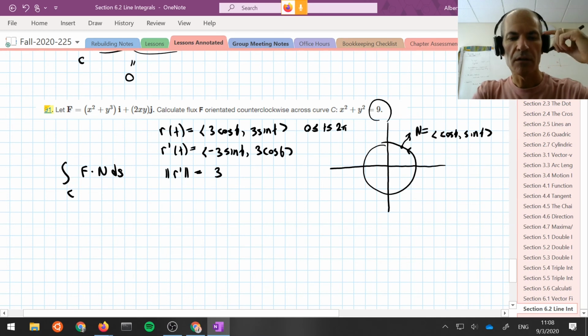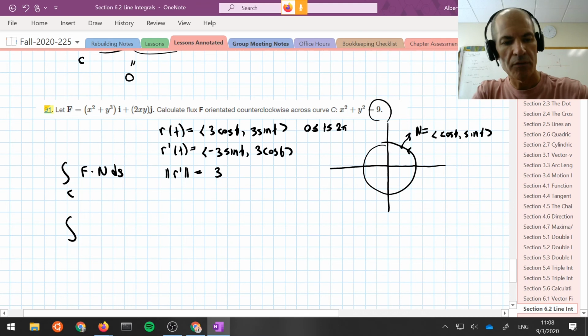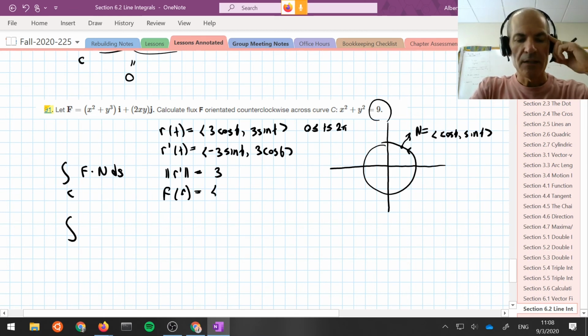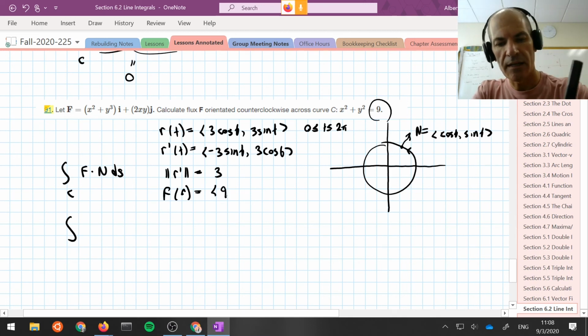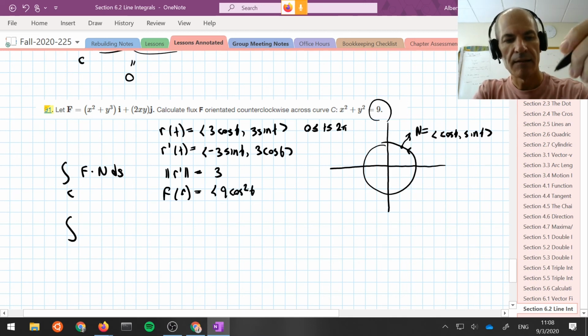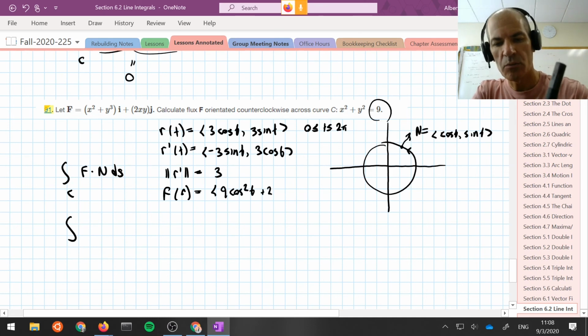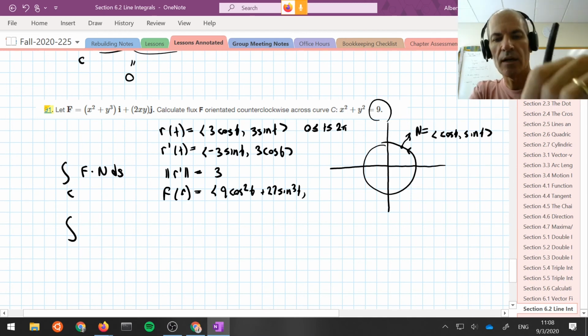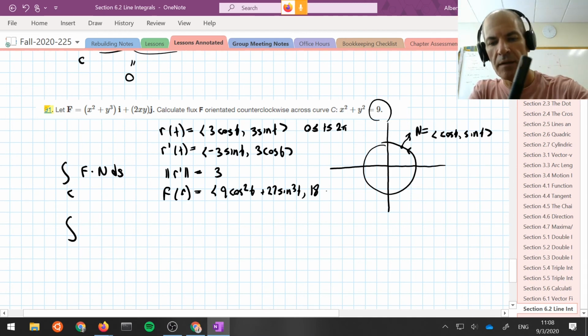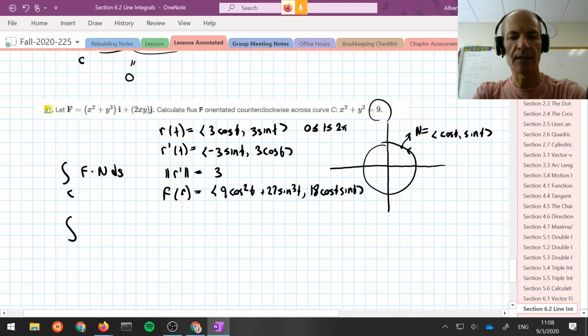What's F along this curve? F along the curve is, actually, once again, let's do this up here separately. So F of r is the vector. x squared is going to be 9 cos² t, plus y cubed, that's going to be 27 sin³ t, comma 2xy, so that's 18 cos t sin t. So there's F of r.